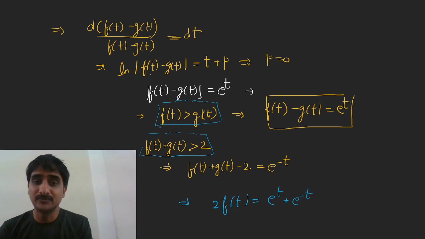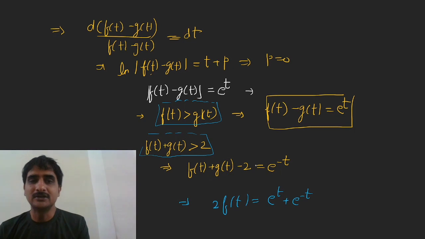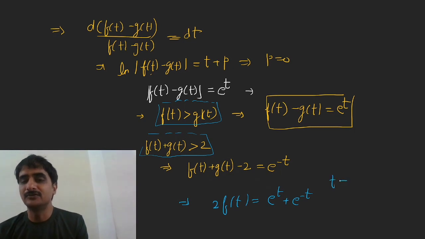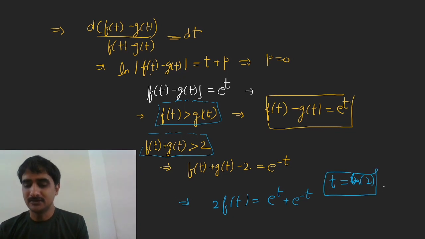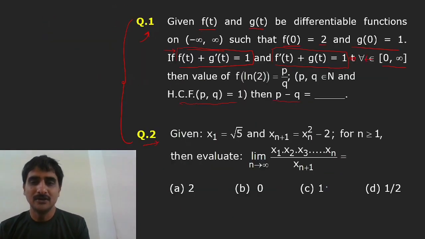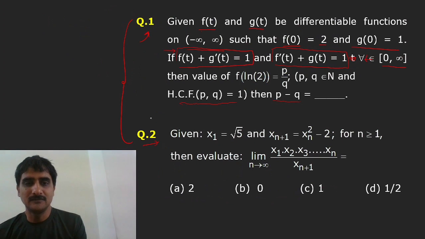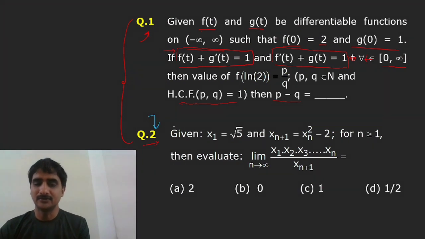Now there are three more possibilities. You can get different combinations, and accordingly you will get different values. At last, you have to substitute t by ln of 2. Okay, so that's it for this question. And then I move to the second question.